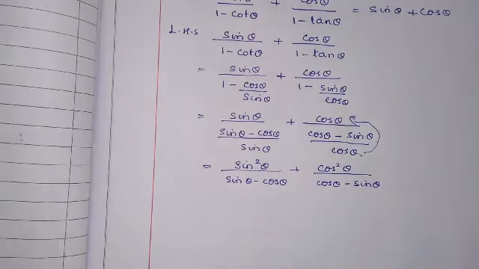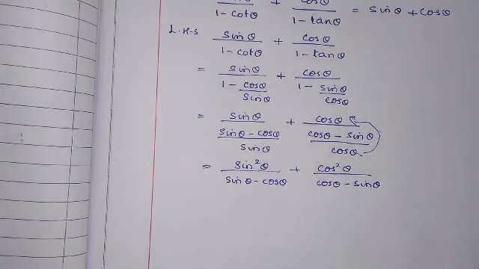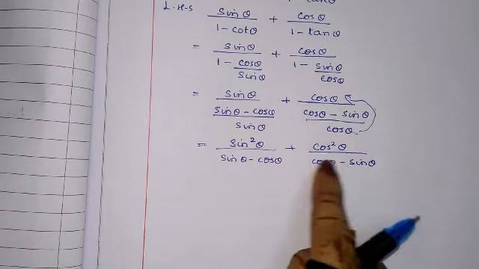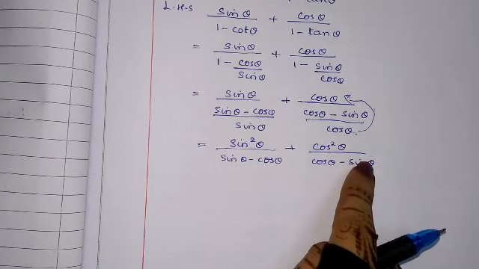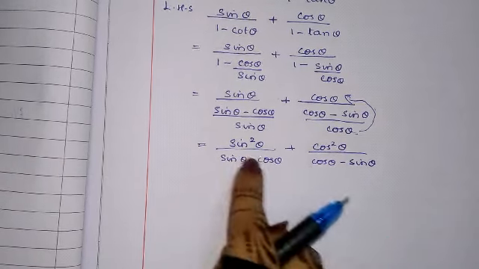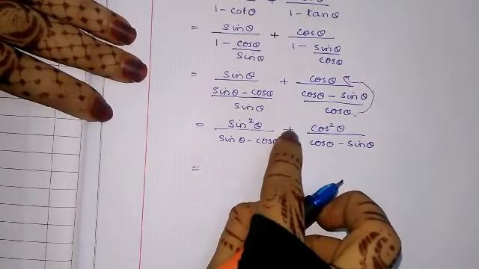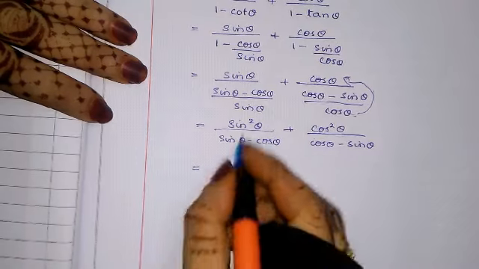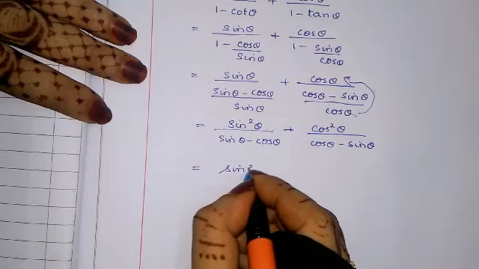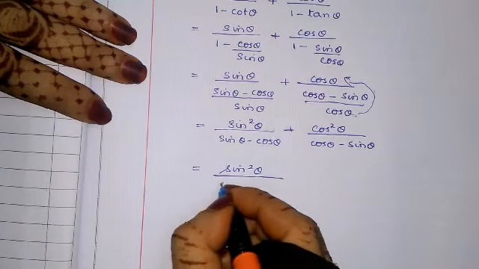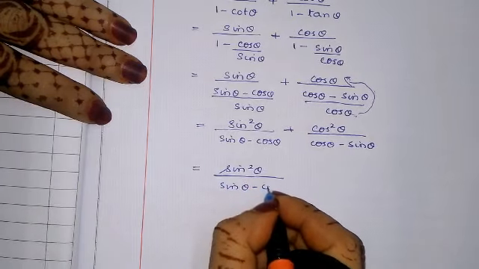We know that if the denominator is same, then we can add the numerators. Here we can see sin theta minus cos theta. But here it is a bit different. Cos theta minus sin theta. We will make the denominator the same. To make the same denominator, we should take a common minus sign here. This side as it is, sin square theta upon sin theta minus cos theta.